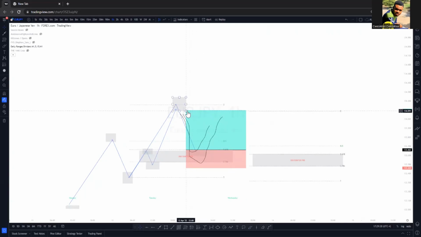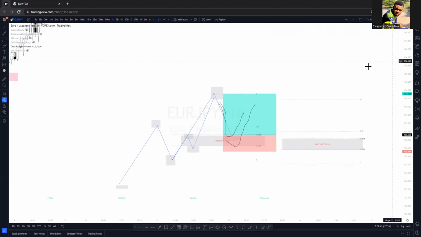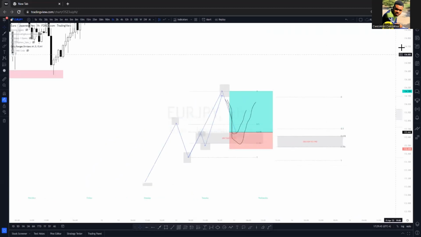And if you are targeting this previous high as your take profit, just imagine, right? You can just imagine the risk to reward at 1:2, right? It's not a good risk to reward, right?